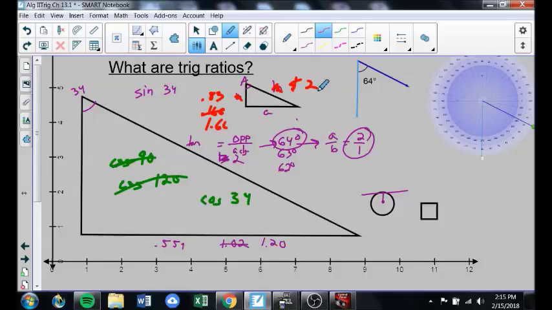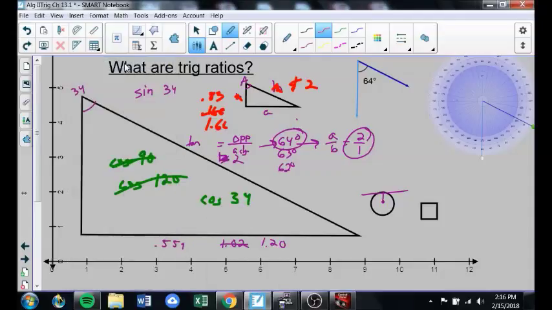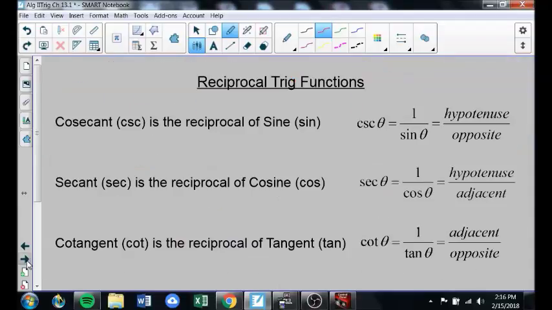On your calculator, please do this now. If you type in something like the cosine of 34 and don't get this, and you get some other number, press this mode button right here and go down and change your radians to degrees. We'll talk about what radians are later. We'll probably end up using them more than degrees as the class goes on. But for now, just have your calculator set to degrees and not radians. Okay, so let's keep going.